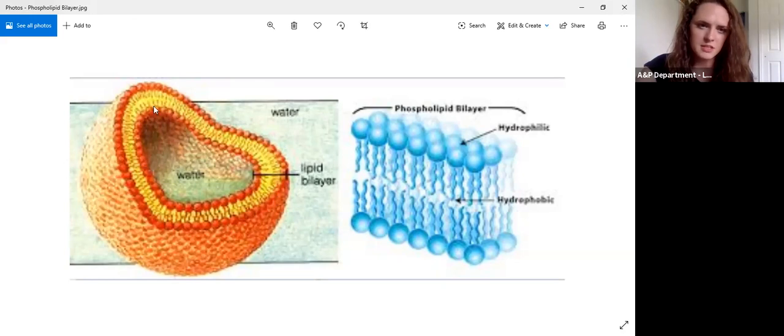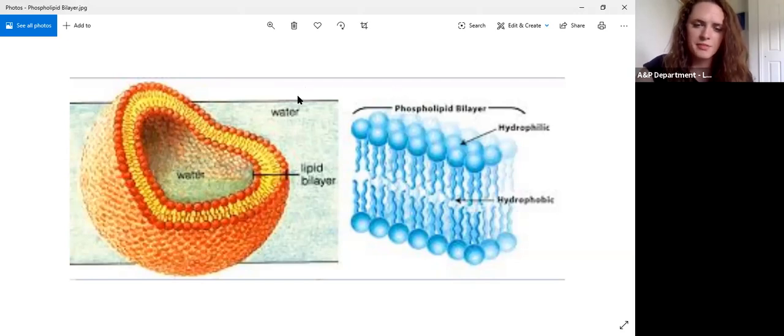So this is obviously very exaggerated. It's very enlarged to show that detail. But this is our first thing. This is our plasma membrane. I want you to highlight the functions of the plasma membrane, the physical barrier to prevent things from coming in.